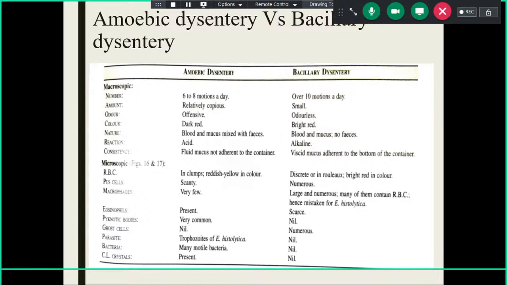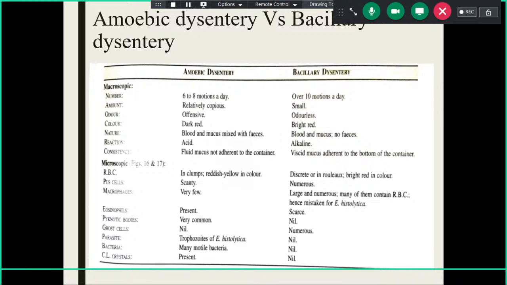Dysentery means passage of stool mixed with blood and mucus. Okay, blood will be there and mucus will be there. So, a basic question in your practical or sometimes in theory will be: how, clinically, by history taking, will you differentiate between amoebic and bacillary dysentery? It is very important, and you are supposed to know it in your day-to-day life also, because dysentery is a common problem, right?